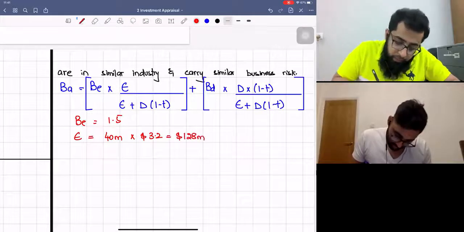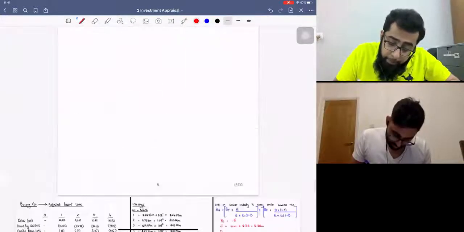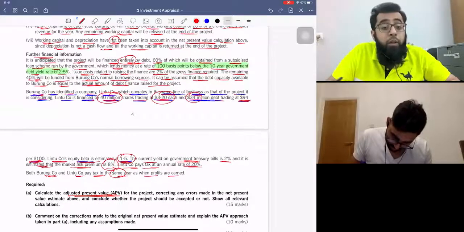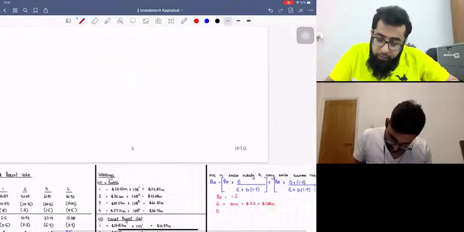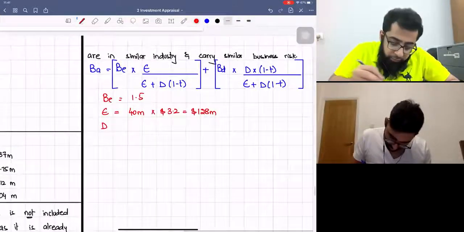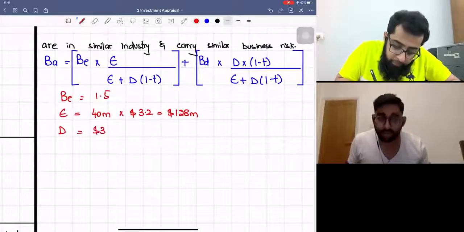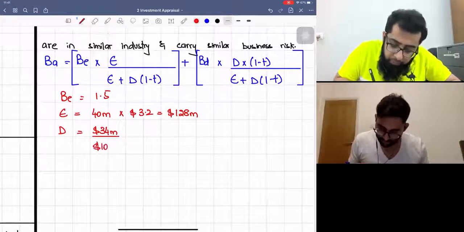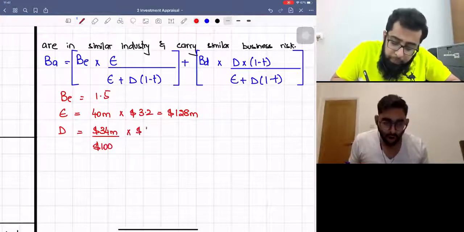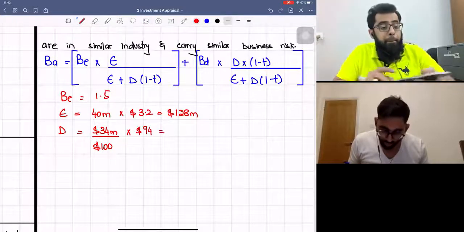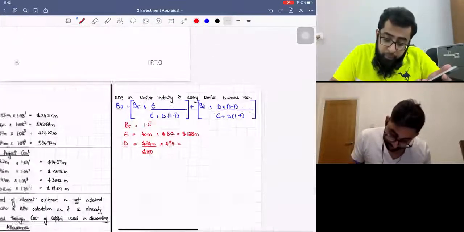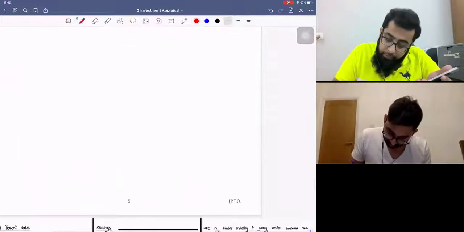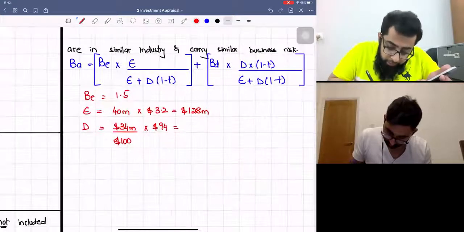And what about the value of debt? 34 million debt trading at $94 per $100. So 34 million divided by 100 into 94. 34 million is the par value. And the tax rate is 20%. What is the value of debt?